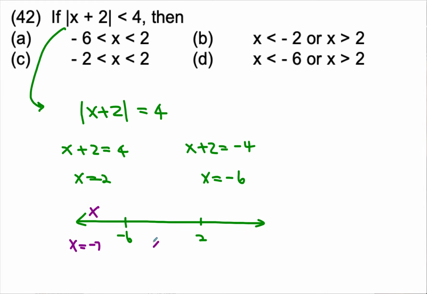How about between these two? Let's have x equal to 0. When I plug in 0, 0 plus 2 becomes 2, and the absolute value of that is still 2. Is that less than 4? Yes, it is. So that works. And lastly, maybe I can consider x equals 3. So 3 plus 2 becomes 5, obviously that's not less than 4, so that doesn't work. So our answer is anything between these two with the open circle. Then what are we looking at? Negative 6, 2, which is choice A. A becomes the answer.